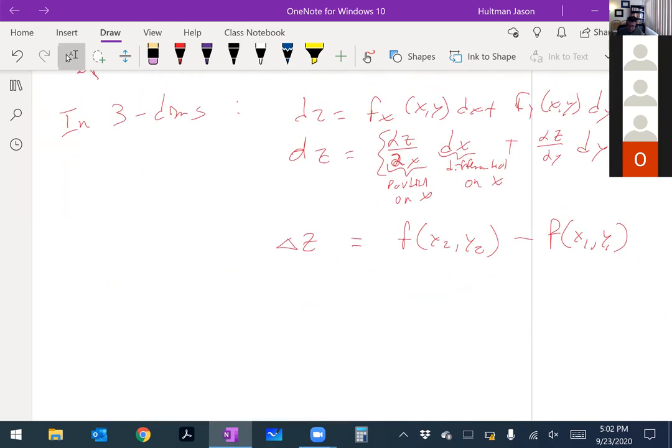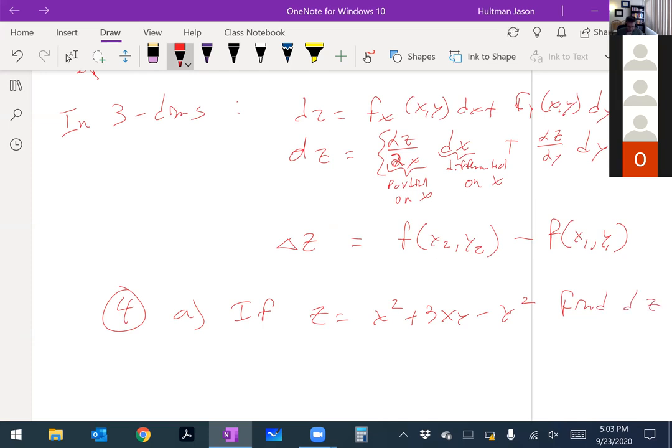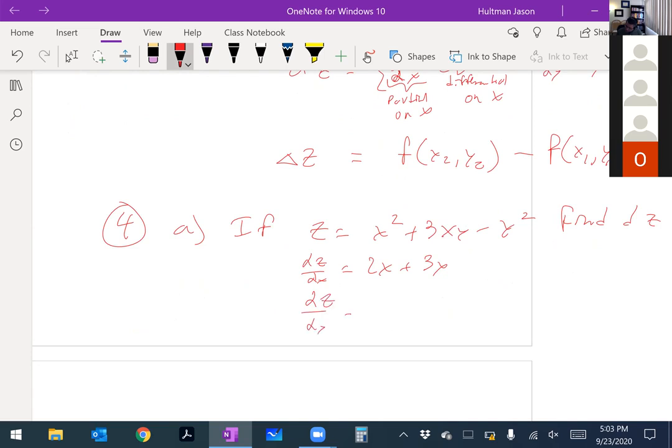Okay, so let's find some differentials here. Number 4, A. If z is equal to x squared plus 3xy minus y squared, find dz. Well, we just need to find our partials. So partial of z with respect to x is going to be what? Well, that's 2x plus 3y, right? And then the partial of z with respect to y is going to be equal to, sorry, 3x minus 2y.